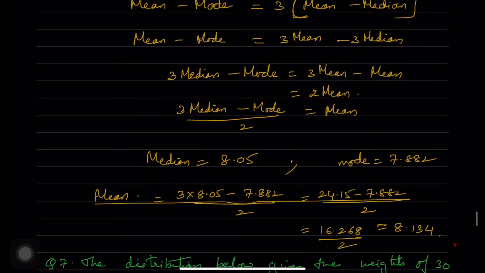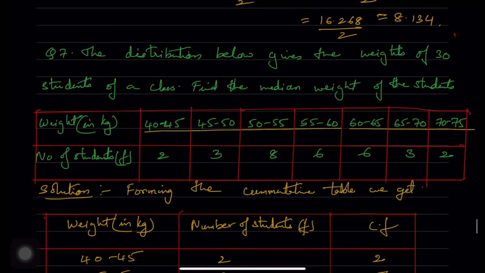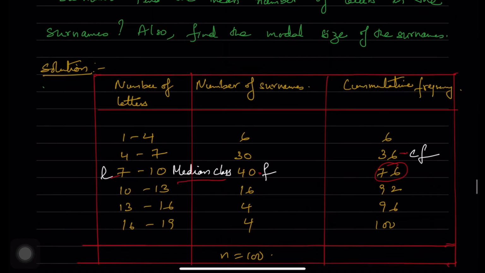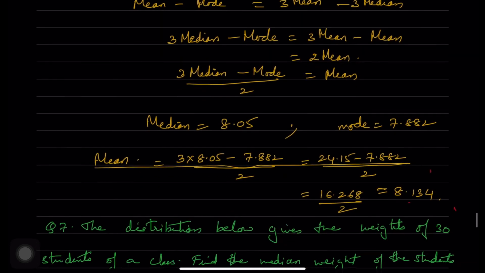So just substituting the median and mode values, mean is equal to (3 into 8.05 minus 7.882) by 2, which is equal to (24.15 minus 7.882) by 2, which is 16.268 by 2, 8.134. So this is the answer which we got for mean. Mean is nothing but 8.134. So now we have got all the three values, and they are all close, around 8.